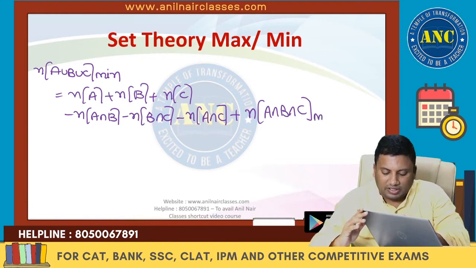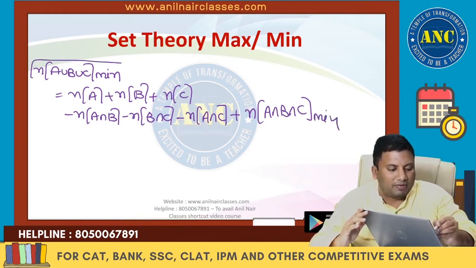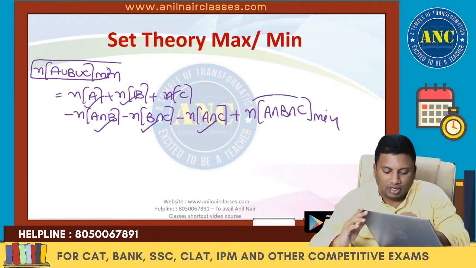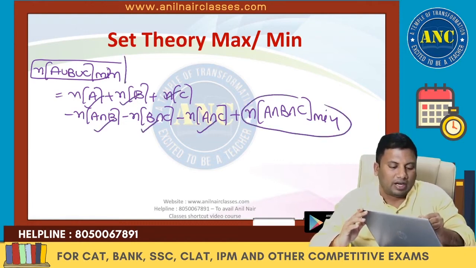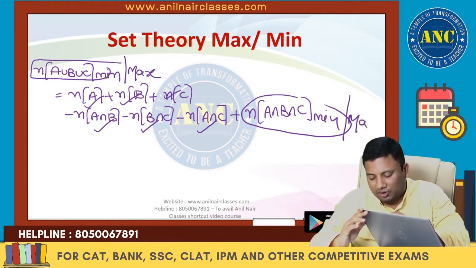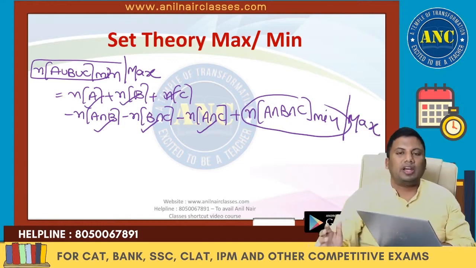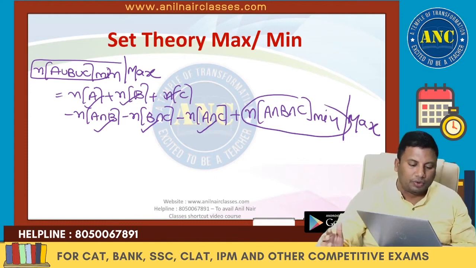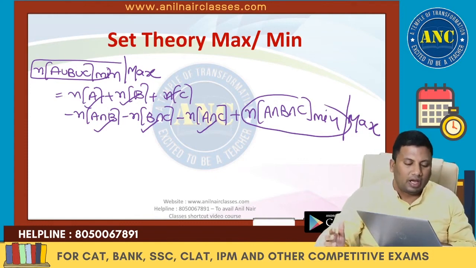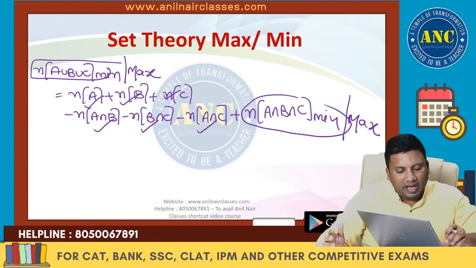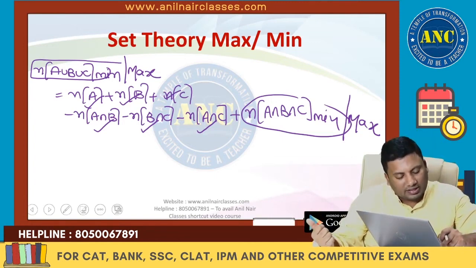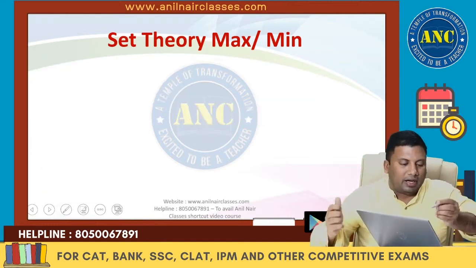Because it is a plus sign, if you want the minimum value, all these values are known to you, it is given in the question, substitute the minimum value here. If I want the maximum value here, whatever maximum value you got, substitute there and you will get the answer. I hope the approach is clear to you. N of A union B union C minimum you can determine, and maximum also you can determine.